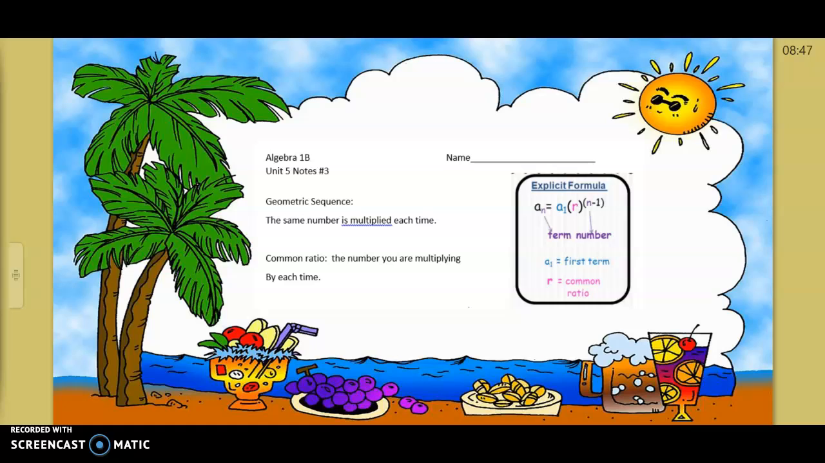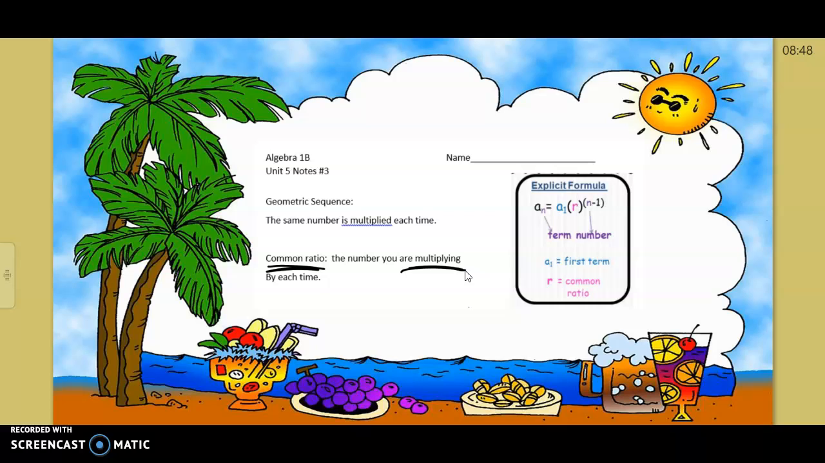So we're just trying to figure out what number they're multiplying by each time. We call that the common ratio. So before we had the common difference, now it's the common ratio because we are multiplying instead of adding. Now remember, the common difference could be a positive or negative number. We could add, we could subtract. The common ratio could be a positive or negative number. We can multiply by a positive or we can multiply by a negative.